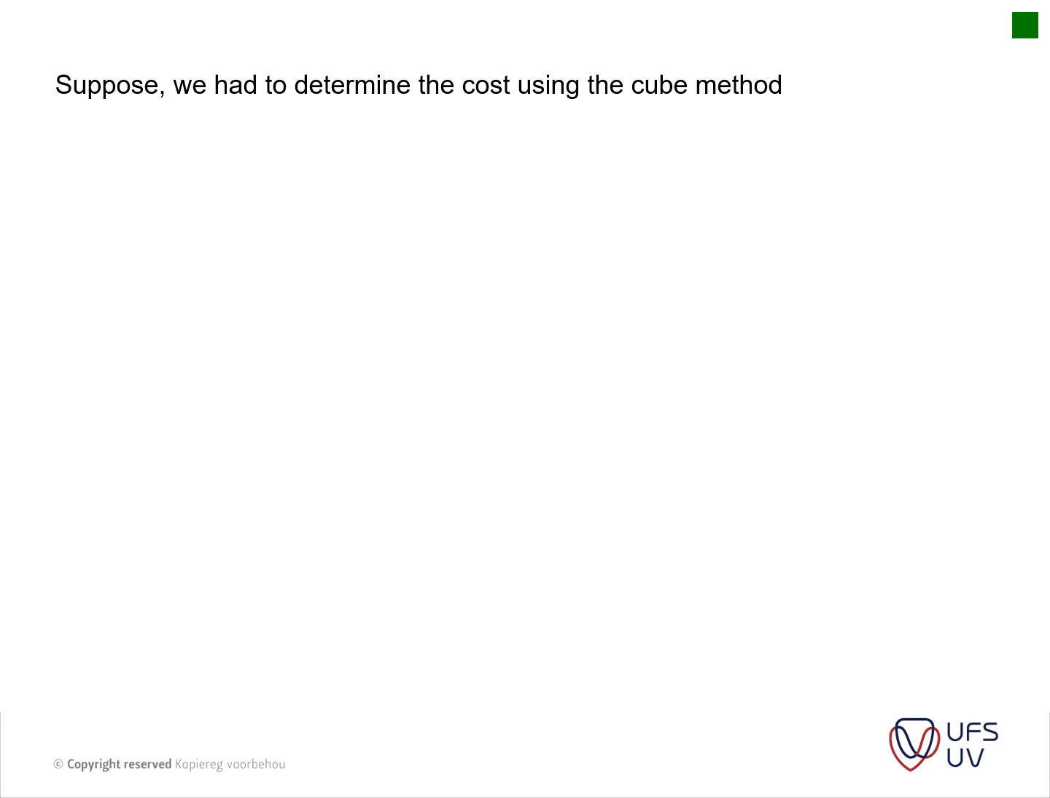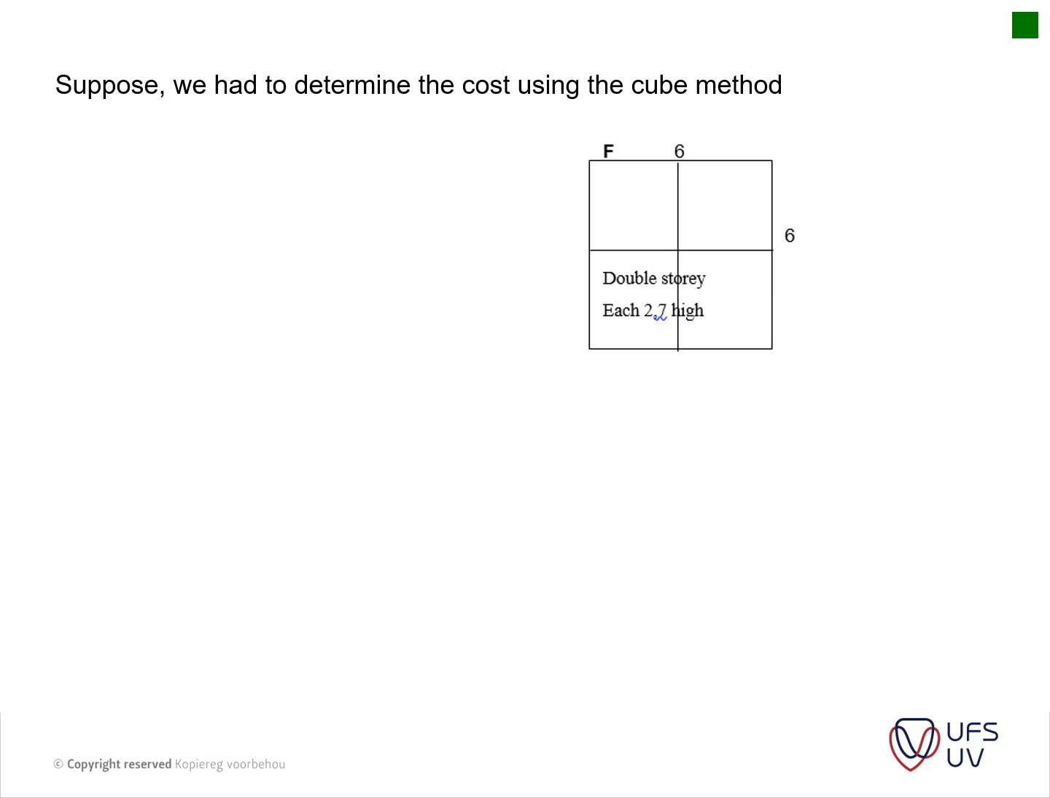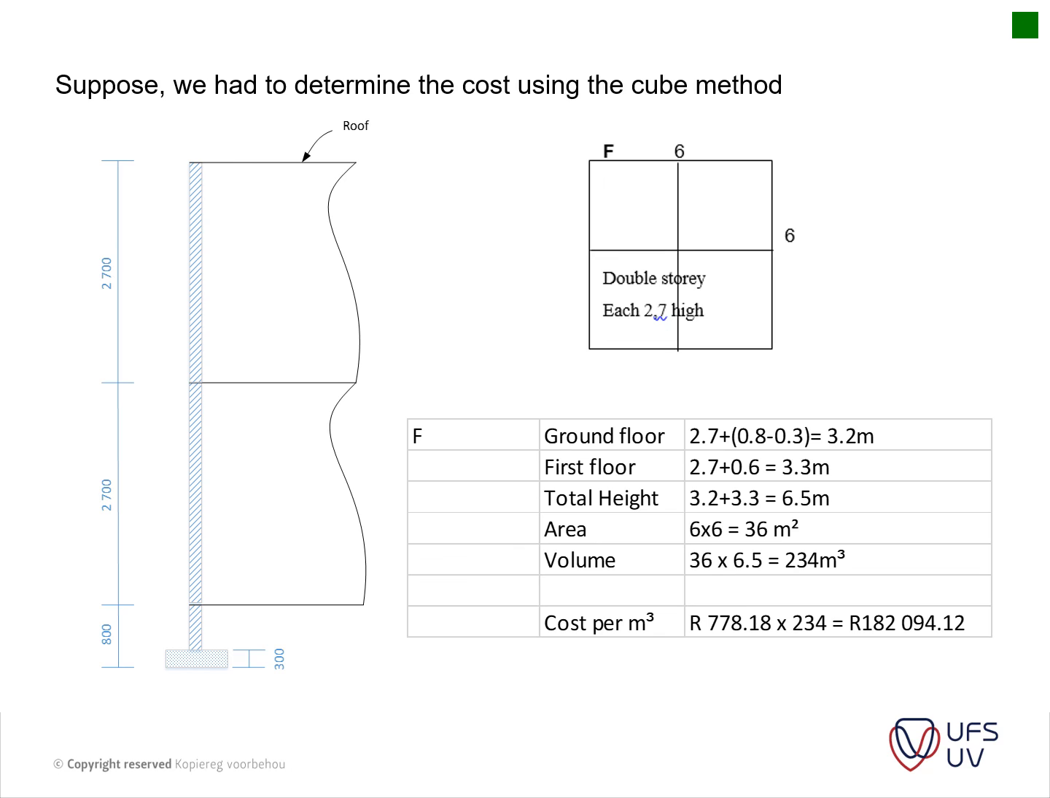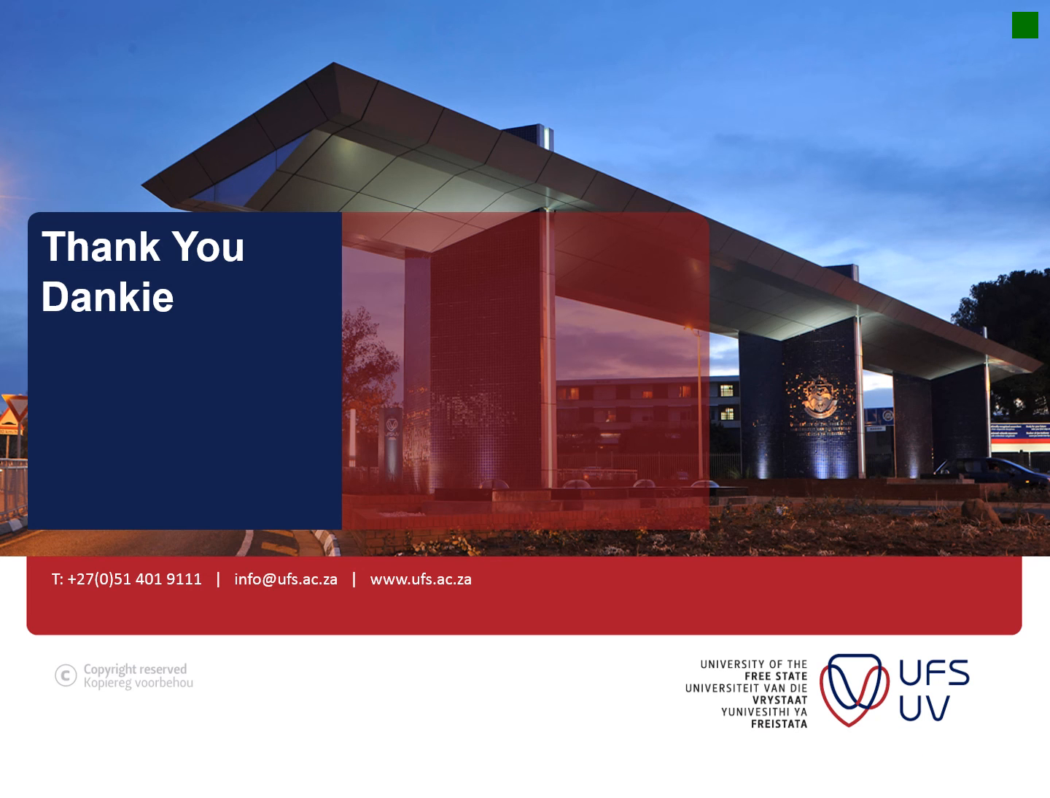Suppose we had to determine the cost using the cube method. We've calculated the cube method the previous time, so now we just calculate our total volume, adding the next floor. We've got our ground floor, our first floor, our total height and our total area, and then we've got a volume of 234 cubes. Thus we take our rate of the previous calculation and multiply it with our total volume to get a new estimated construction cost. That's the very basics of the square meter, unit method, and the cube method of calculations. Thank you very much.